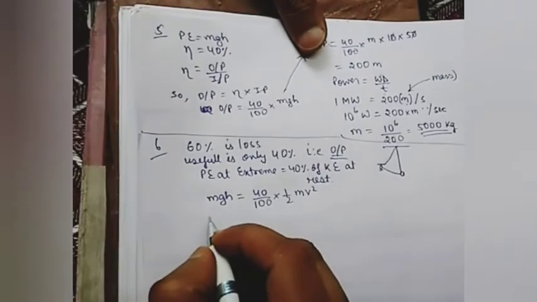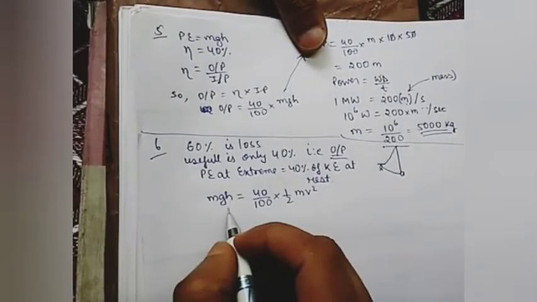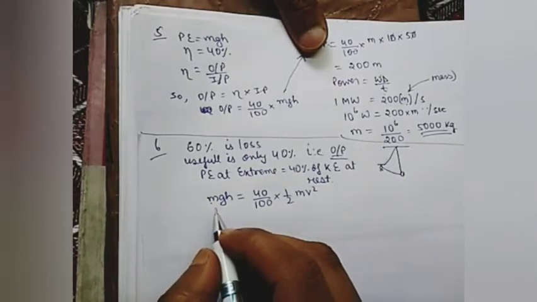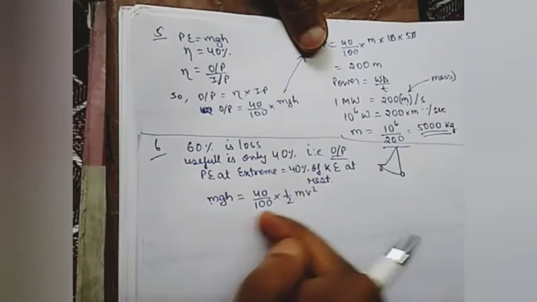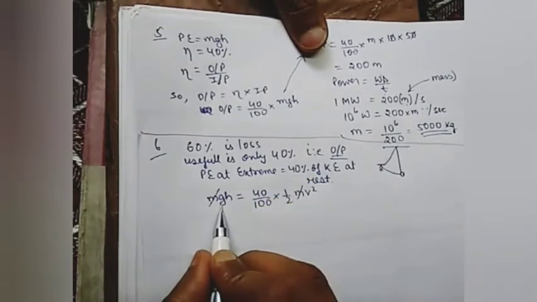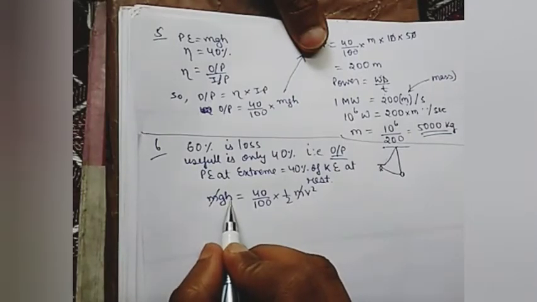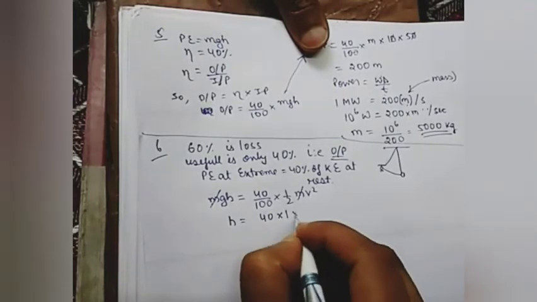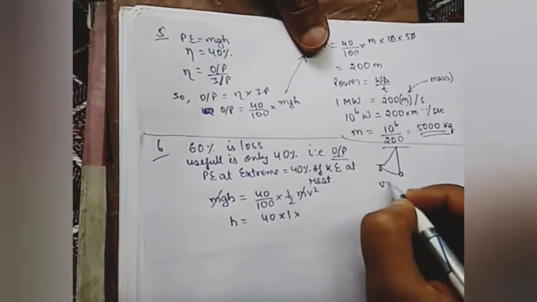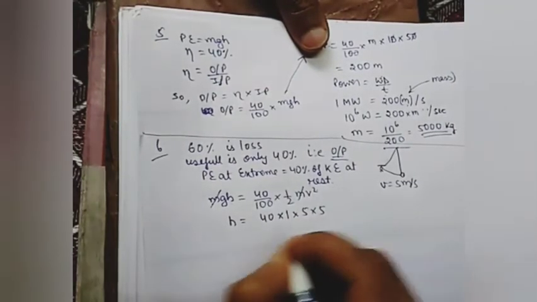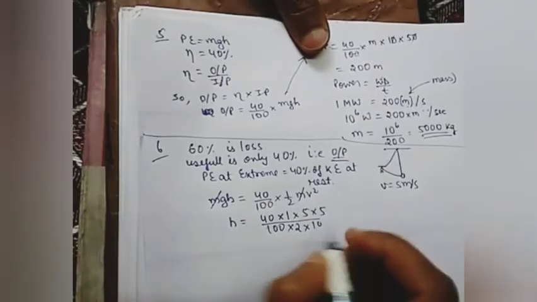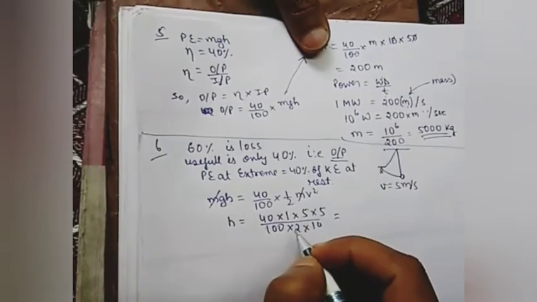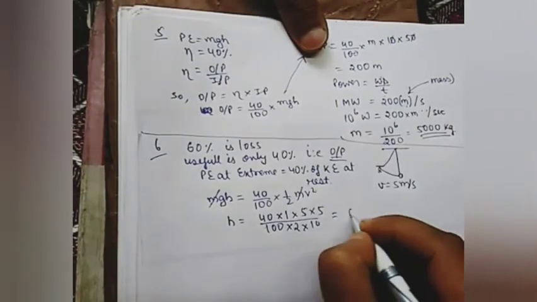Now see what quantities are given. The mass of the bob is not given. No matter, the mass of the bob on this side and this side is equal, so it will get cancelled out. g we know, h we have to find, the maximum vertical height. So 40 into 1 into v square. v is how much? Velocity of 5 meter per second. So 5 into 5 by 100 into 2 into 10, this g. So 0.5 meter.